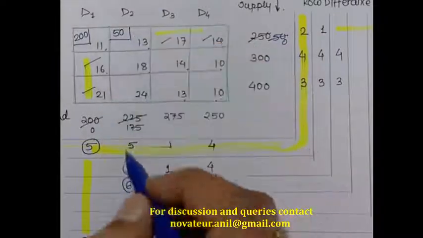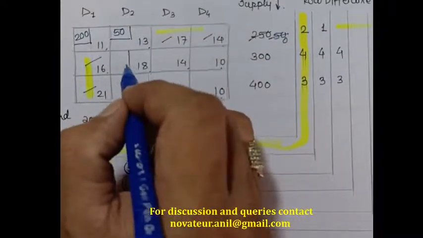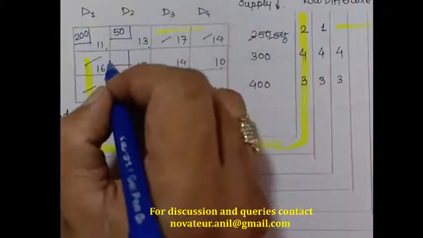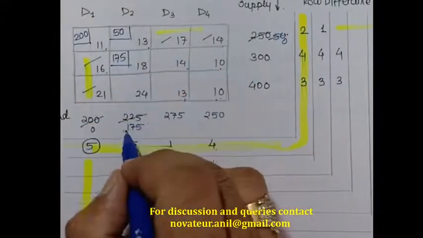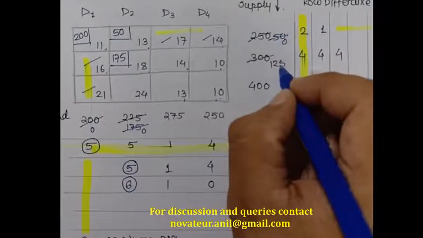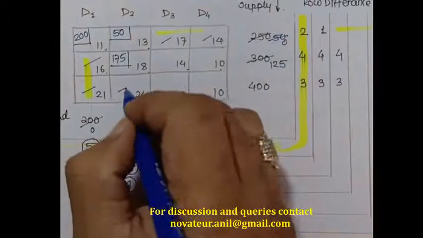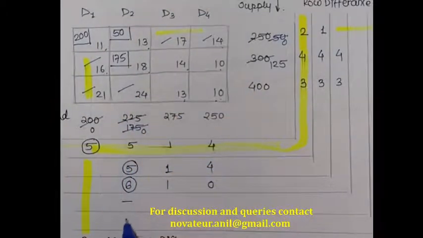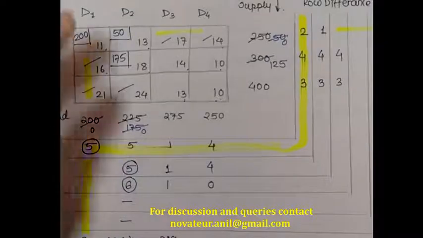The smallest in this particular column is 18, so I am going to assign again 175 and 300, so I am going to assign 175. This becomes 0. The remaining here is 125. Since this becomes 0, this is not going to participate further, that means there will be no values here.